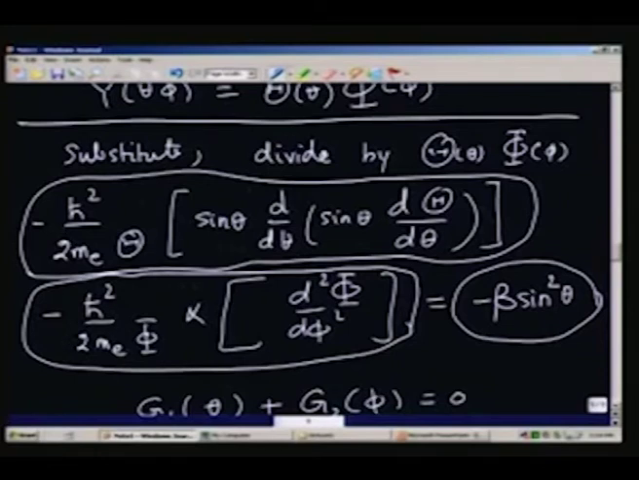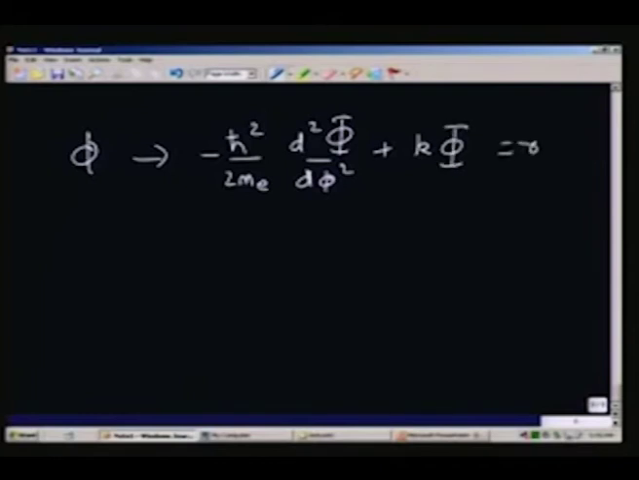So this whole equation on the theta part of it, if we set it equal to a constant, then this is set equal to the negative of the constant, so that the sum of these two is equal to 0. Therefore, the phi has a certain constant associated with that, and the phi equation can be written as basically minus h bar square by 2me d square capital phi by d phi square plus a constant times phi is equal to 0.